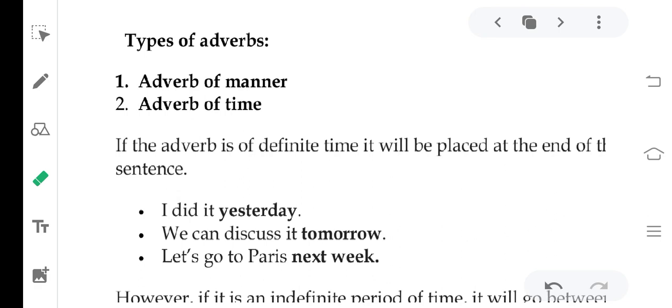Okay, adverbs of time, we can say after, always, before, later, now, today, yesterday, etc. In this adverb of time, if the adverb is of definite time, in the sense of yesterday, tomorrow, next week, last year, so there will be an exact time, it will be placed at the end of the sentence. For example, I did it yesterday, we can discuss it tomorrow, let's go to Paris next week.